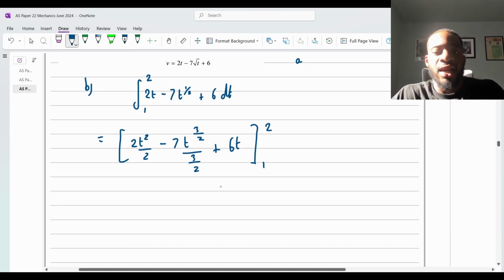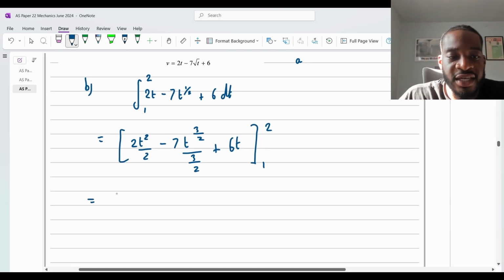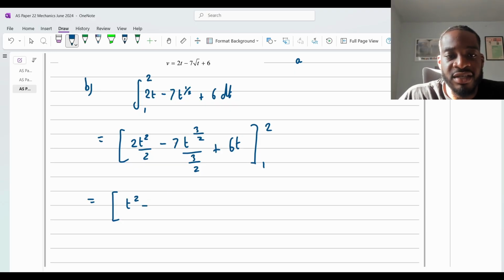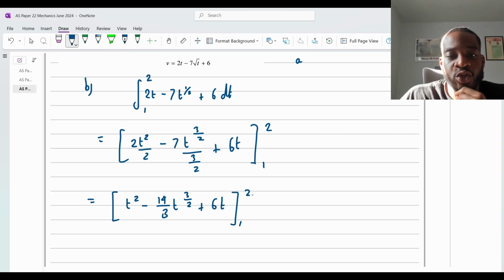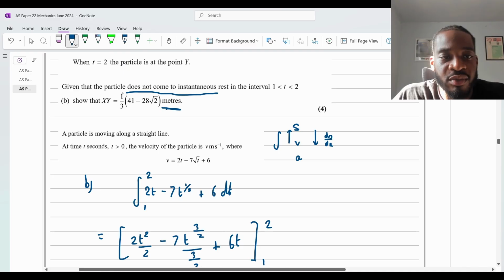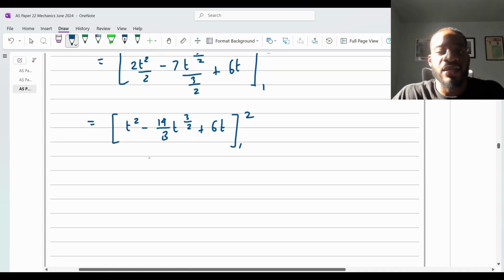So before we do anything, let's just tidy this up a bit. 2 divided by 2 is just 1, so that's just going to be t squared. Minus, and then it's going to be 7 divided by 3 over 2, which is the same as times by 2 over 3. So that's going to be 14 thirds, isn't it? Right? 7 divided by 3 over 2 is 14 thirds. You can put it in your calculator. And then t to the 3 over 2 plus 6t. And this is between 1 and 2. Now we need it in a certain form. So let's evaluate and see what we get.